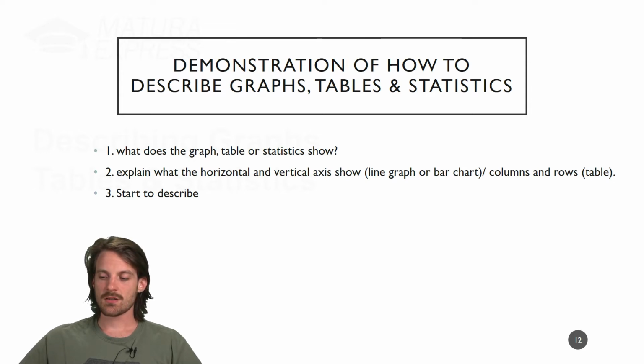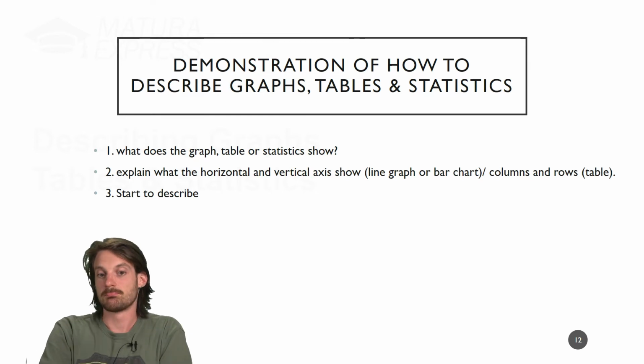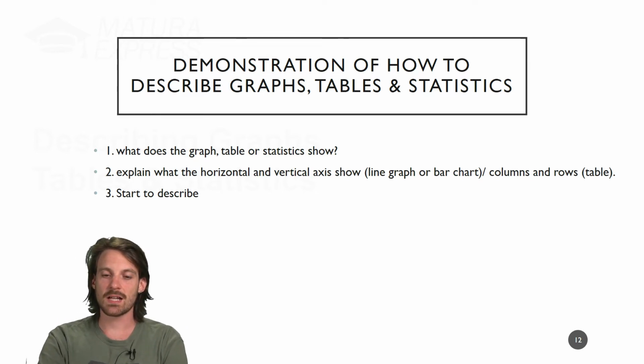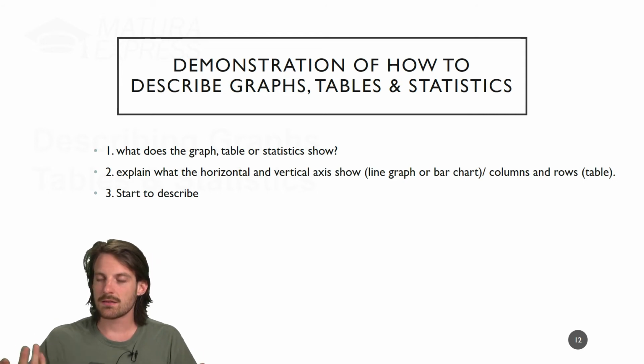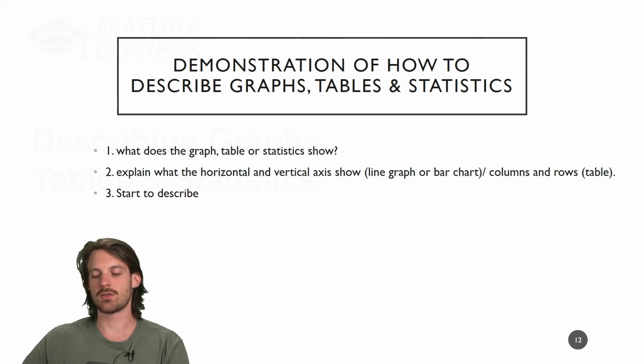So the demonstration of describing graphs, tables and statistics. First off, you should mention what the graph, table, or statistics show. Then explain what the horizontal and vertical axis show, if you have a line graph or bar chart, or explain what the columns and rows of a table show. And then you start to describe.